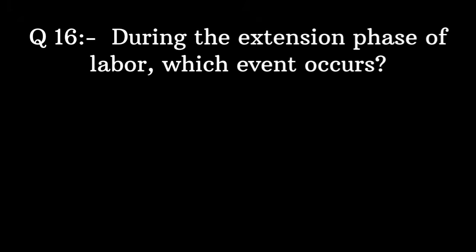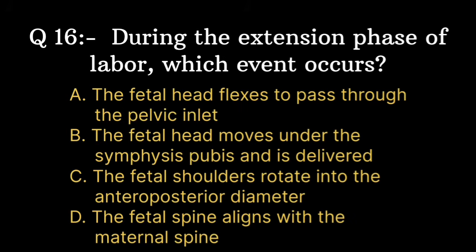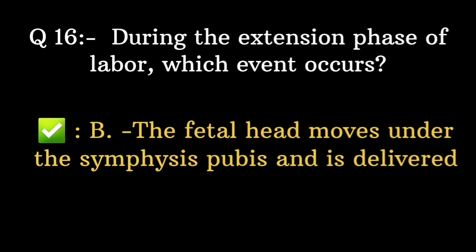Question number 16. During the extension phase of labor, which event occurs? Options: A. The fetal head flexes to pass through the pelvic inlet. B. The fetal head moves under the symphysis pubis and is delivered. C. The fetal shoulder rotates into the anteroposterior diameter. D. The fetal spine aligns with the maternal spine. Correct answer is option B.